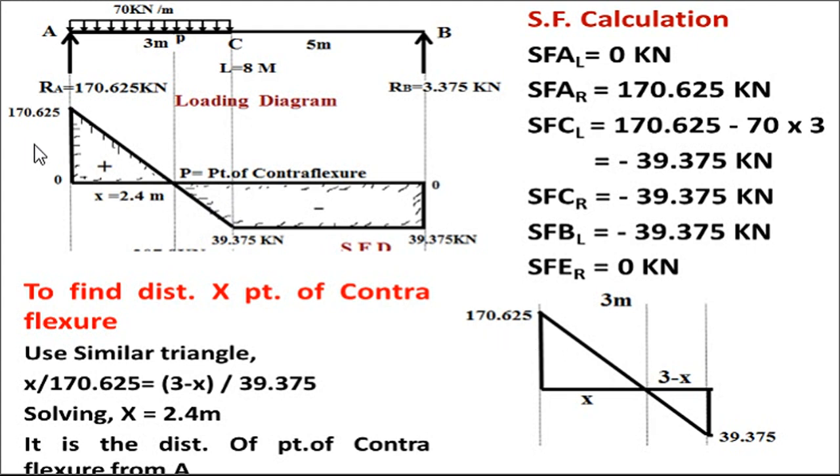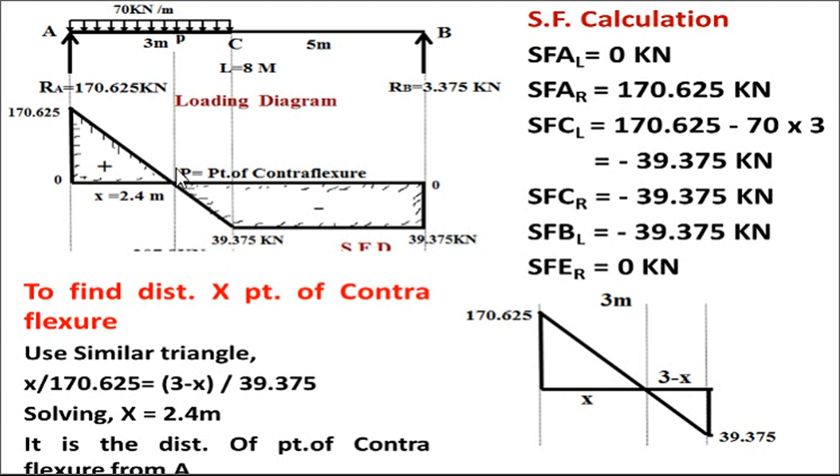So this ordinate is 170.625 and this right side is 39.375. If you assume that this distance is x up to this particular point P, remaining will be 3 minus x because it is acting over total 3 meter. If you take similar triangle, x upon 170.625 will be equal to 3 minus x upon 39.375 or vice versa. You can take like this also, 170.625 by x equal to 39.375 by 3 minus x. By solving this, we will get value of x. And after getting x is the distance of point of contraflexure P from this support E.